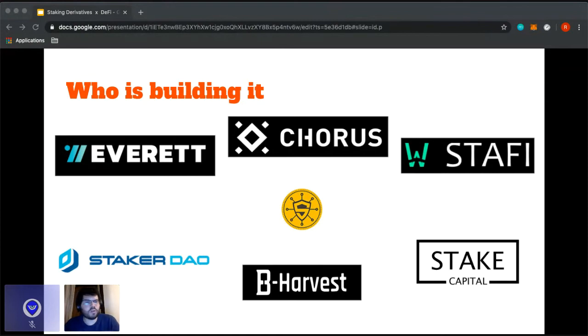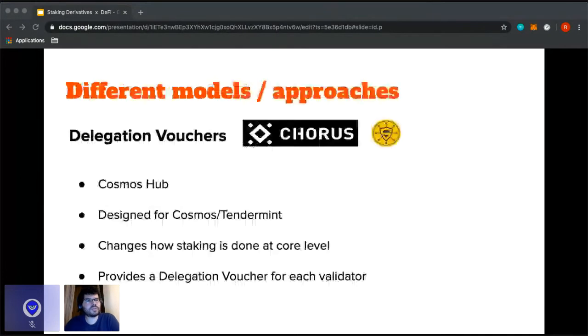These different teams are building different types of liquid staking solutions, and we are going to go over them pretty quickly, and just give you highlights of the differences and choices that each team has made. We are going to start with the delegation vouchers, which is the solution that Chorus One and Sika started working on, and afterwards, Chorus One took over the project and was leading it.